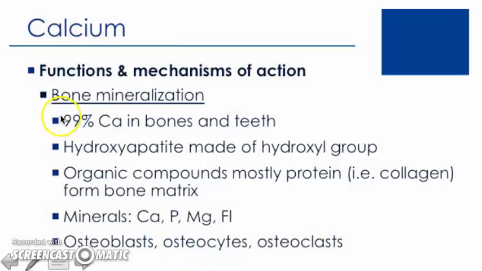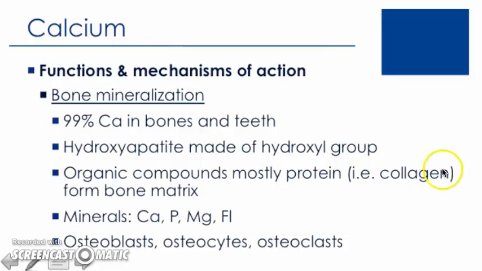So again, we have almost all calcium in the body being stored in the bone and teeth. That remaining 1% is primarily going to be circulating in the serum, so circulating in the blood. Calcium, along with phosphorus, makes up a compound called hydroxyapatite, made up of a hydroxyl group, but additionally the calcium and phosphorus. And the hydroxyapatite is going to be a very key component of bone.